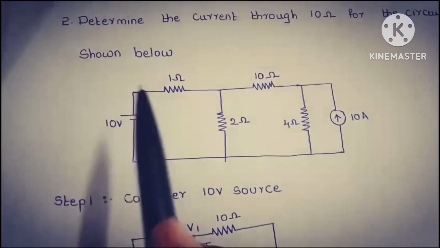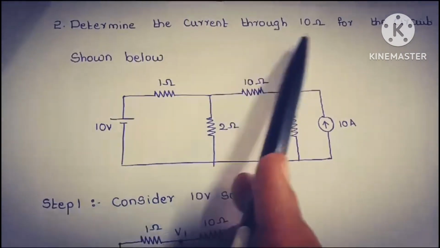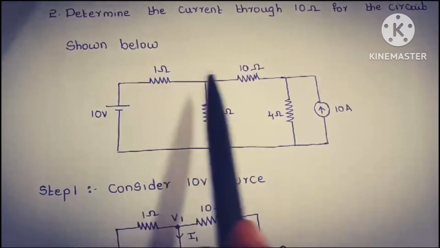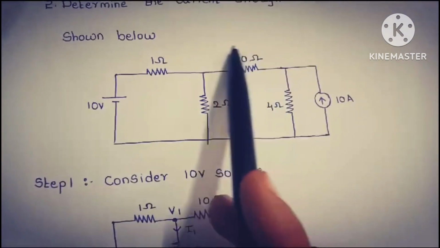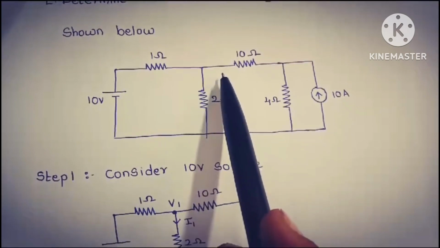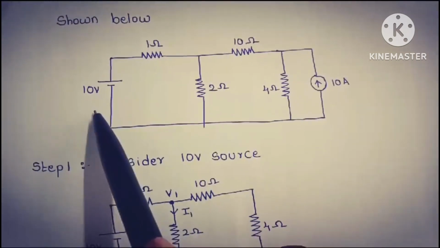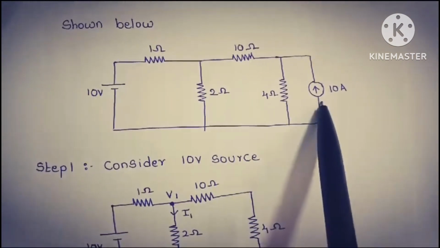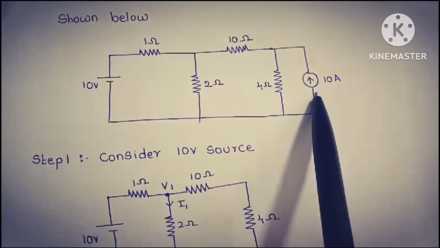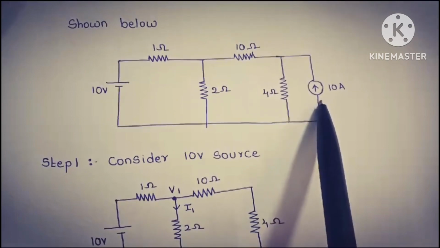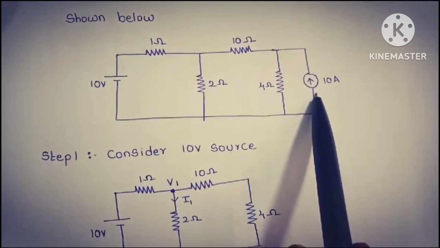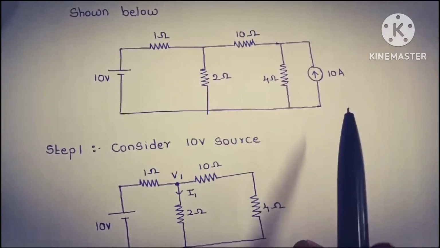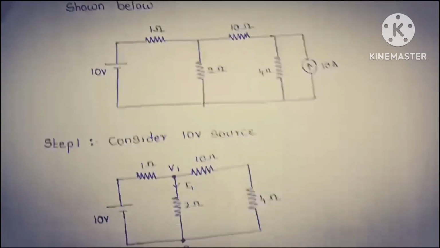Consider the second example. Determine the current through the 10 ohm resistor for the circuit shown below using the superposition theorem. Here this is the 10 ohm resistor across which we need to find the current, and we have taken two sources, one a voltage source and the other a current source. When we have current sources in the circuit, the current source has to be open circuited, whereas when we consider a voltage source, the voltage source has to be shorted.